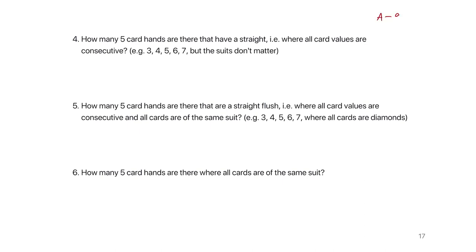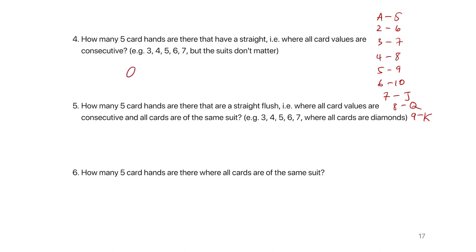Well, we could go ace through 5. You could either have ace at the beginning or at the end. It doesn't really matter. You have ace through 5, 2 through 6, 3 through 7, 4 through 8, 5 through 9. Okay, those are the 9. But you can start with ace and go through 5, and so on and so forth until you get to 9 through king. Is that clear? And so there's 9 possible sequences that are straights.